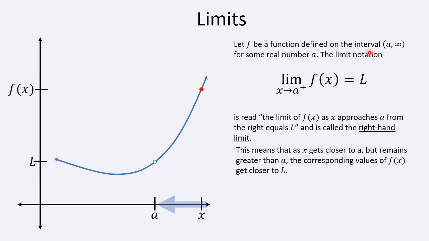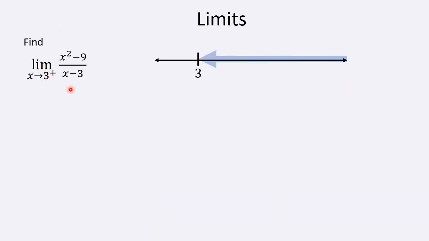Let f be a function defined on the interval from a to infinity now. So now we're going from a up, for some real number a. This limit notation is read, the limit of f of x as x approaches a from the right equals L, and is called the right-handed limit. This means that as x gets closer to a but remains greater than a, the corresponding values of f of x get closer to L. Here's x, and here's f of x. Let's see what happens as x gets closer to a. It looks like f of x is getting closer and closer to L. In this case, we'd say that the limit as x approaches a from the right of f of x is L.